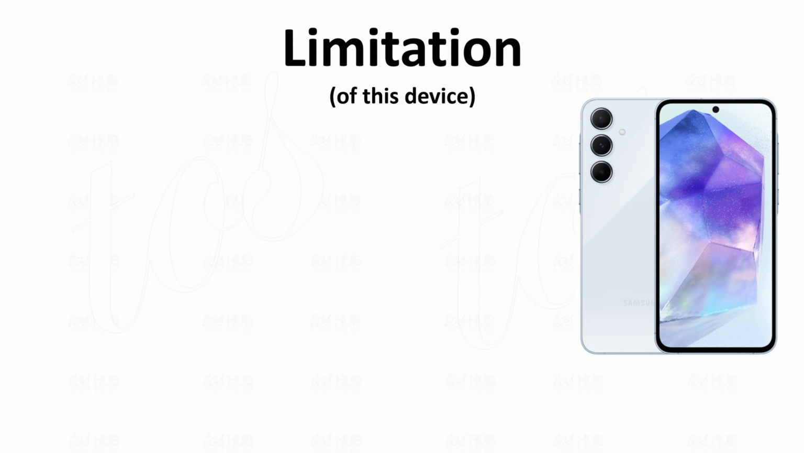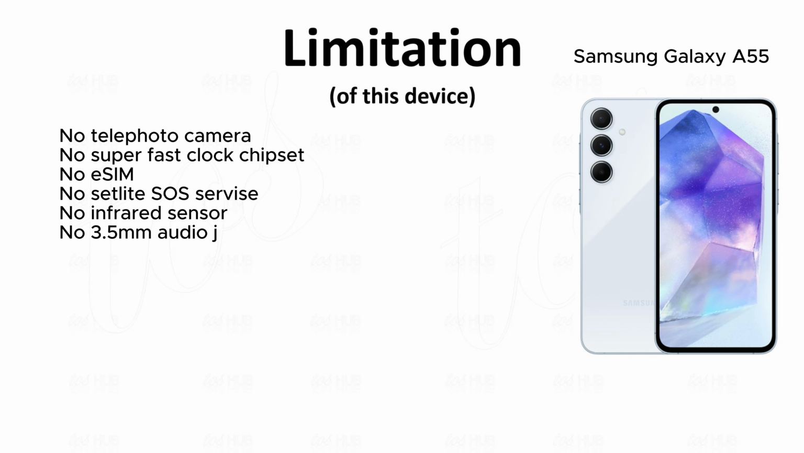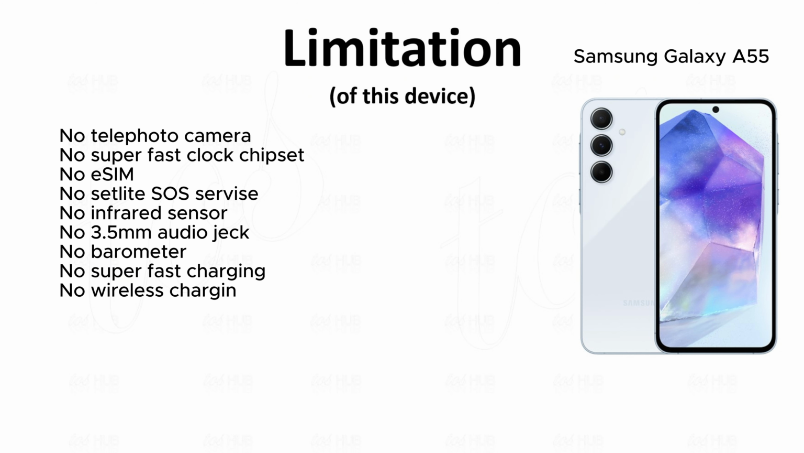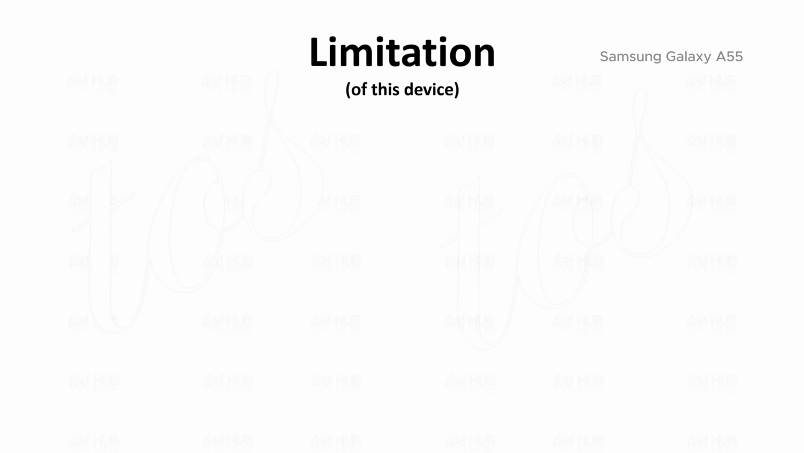Limitation. Some features are not available in the Samsung Galaxy A55, include as no telephoto camera, no superfast clock chipset, no eSIM, no satellite SOS service, no infrared sensor, no 3.5mm audio jack, no barometer, no superfast charging, no wireless charging, no charging adapter in the box, no 8K video recording, no optical zoom.